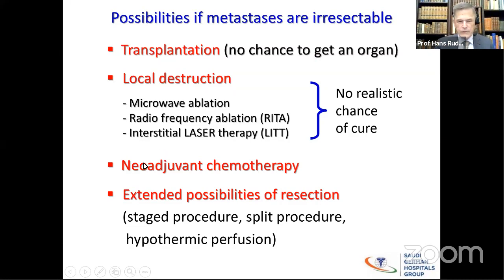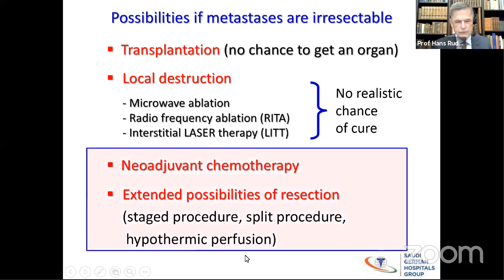So let's look for the other two options: neoadjuvant chemotherapy or extended possibilities of resection, like staged procedures, split procedure, or, this will be my last point, the hypothermic perfusion of the liver. But this is a field where we can help the patients realistically.